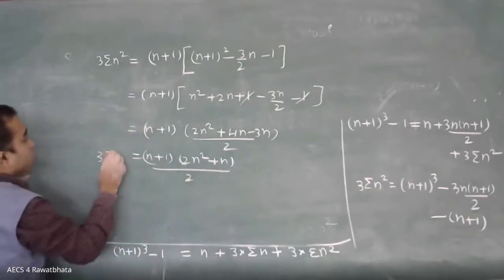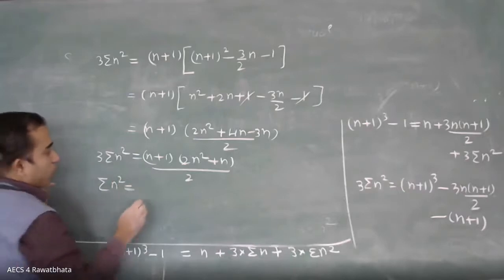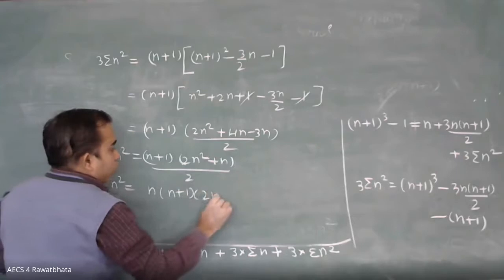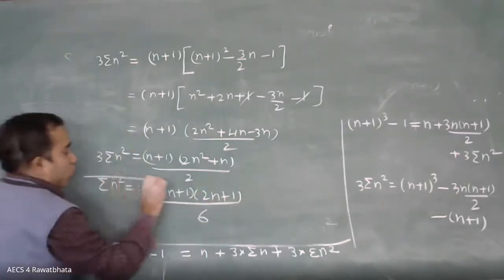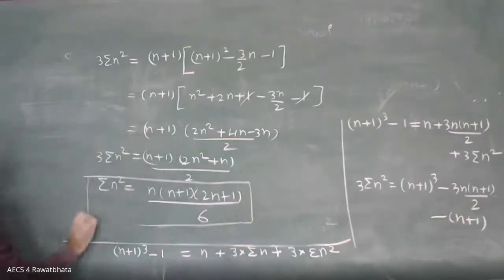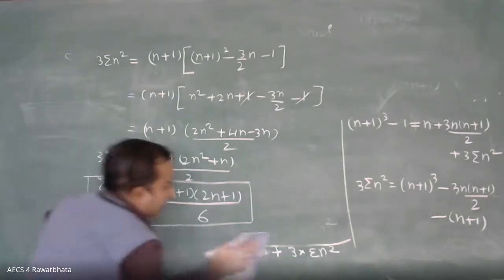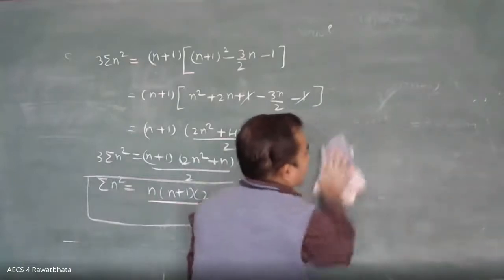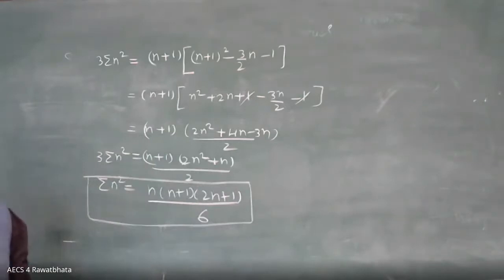This is 3 into summation n square. So summation n square is equal to n common, n plus 1, 2n plus 1 will remain, upon 3 into 2, 6. So a beautiful proof was there. That's why we discussed the proof. Right, students? Interesting proof it is. Of course, you have a way of principle of mathematical induction. That also you can apply to prove this formula. So keep this in mind.